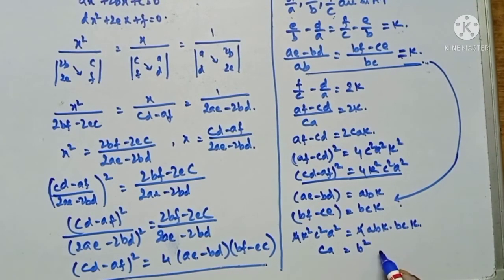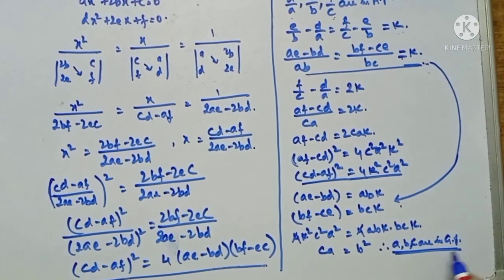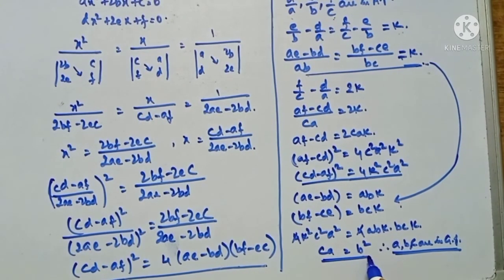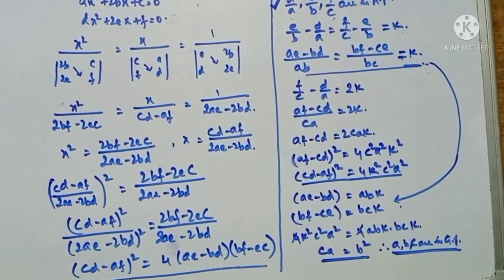So b square is equal to ca, which proves that a, b, c are in GP. This is the given condition. It was given to you in the question that A, B, C are in GP. So this is proved. So from this we conclude that our second option is correct. So the answer will be the second option.